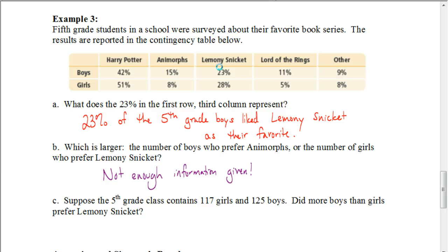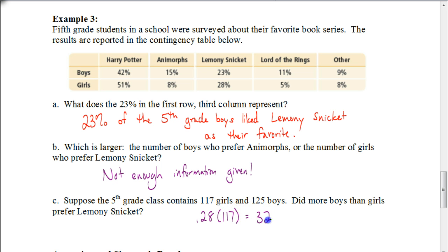Well, let's end by looking at letter C here. Suppose the 5th grade class contains 117 girls and 125 boys. Did more boys than girls prefer Lemony Snicket? Well, now we have an actual number to work with. So now we can actually figure out how many girls and how many boys liked Lemony Snicket. So let's start with the girls here. So we know that 28% of the girls like Lemony Snicket, so that's going to be 0.28 times 117.